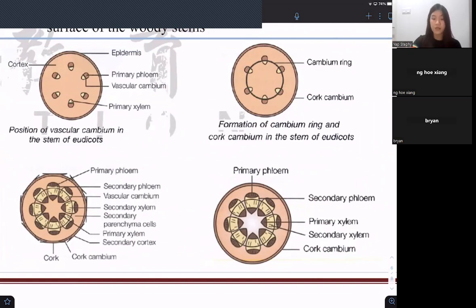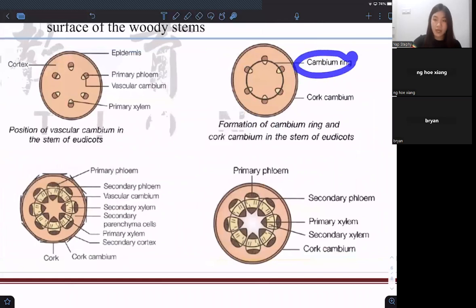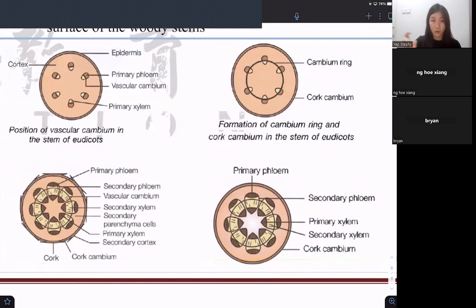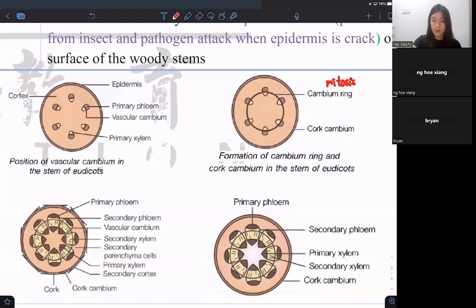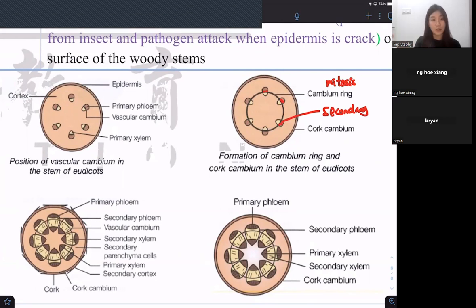But actually it's very easy because it's the vascular cambium that will produce the new cells. The vascular cambium will undergo mitosis. So you can see it's a cambium ring that will undergo mitosis. That means starting from the cambium ring, they will produce a lot of new cells. For the new cells, we name it as secondary tissue. Because how can you identify the new cell or the old cell? We will put a specific term. For the new cell, we name it secondary, but for the old cell, we name it primary.